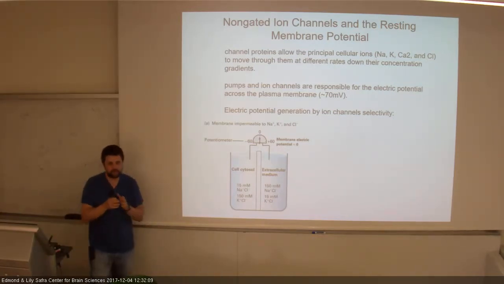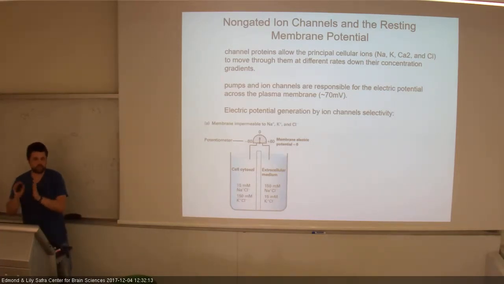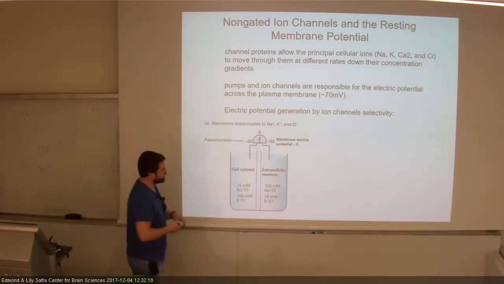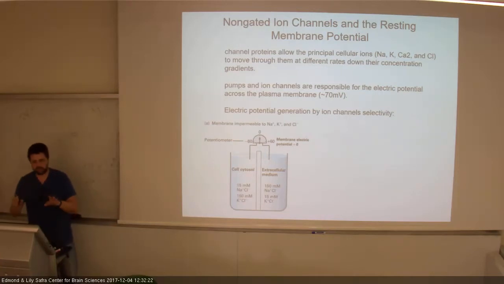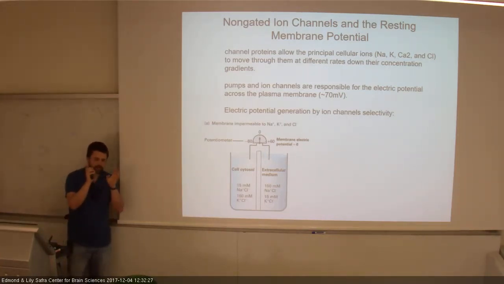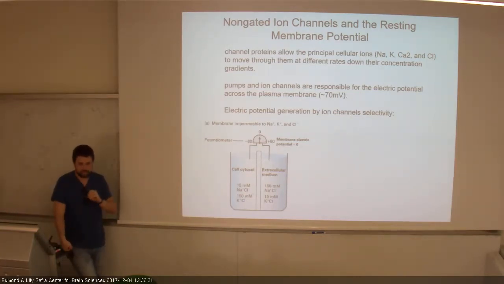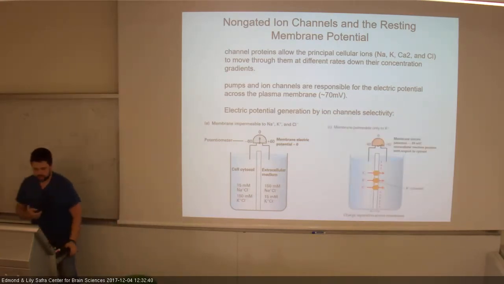Okay, so these are actually two separate things. You have the concentration gradient, which is actually something very constant. It will actually never change, more or less, and we'll see examples of that. The cell, even with an action potential, even with everything you heard, the relative concentration of potassium and sodium inside the cell and outside the cell will never change dramatically. What will change is the membrane potential, or the membrane electric potential. So how exactly does this happen?